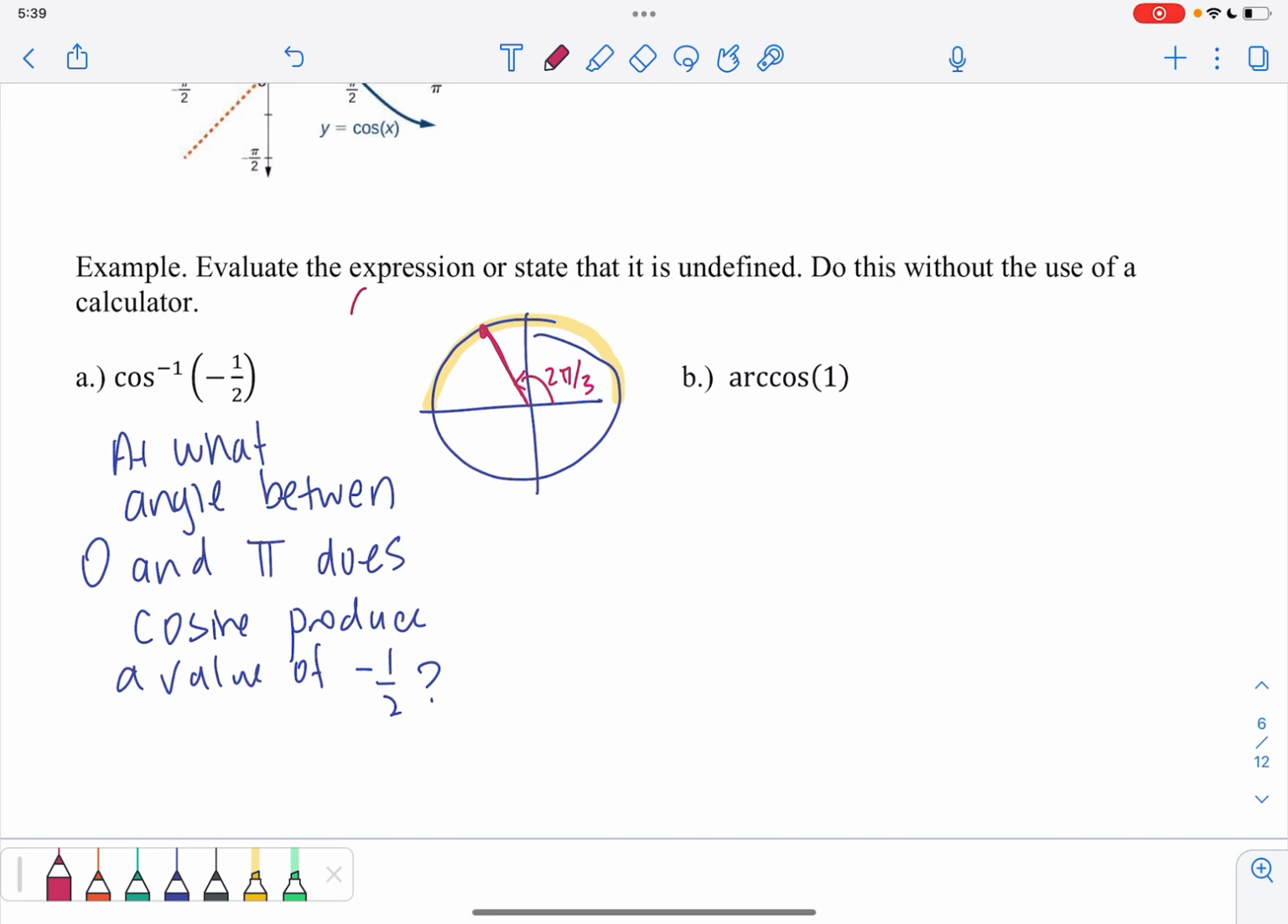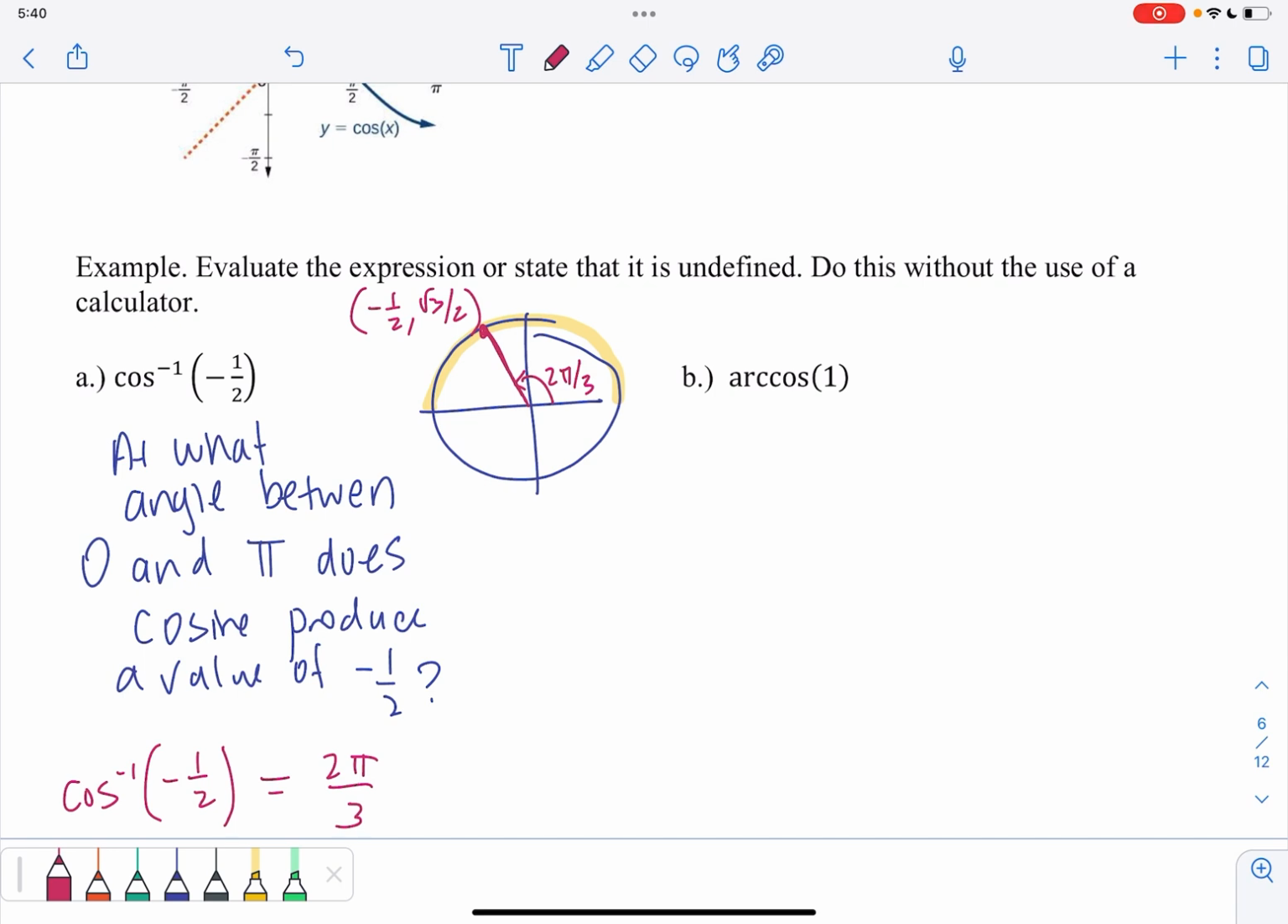I can double check that. I have -1/2 comma root 3 over 2. And so I can see that the cosine inverse of -1/2 is equal to the angle 2 pi over 3, because cosine of 2 pi over 3 is equal to -1/2, and 2 pi over 3 is within the 0 to pi range of the cosine inverse function.